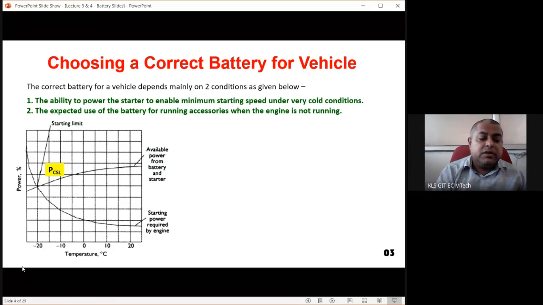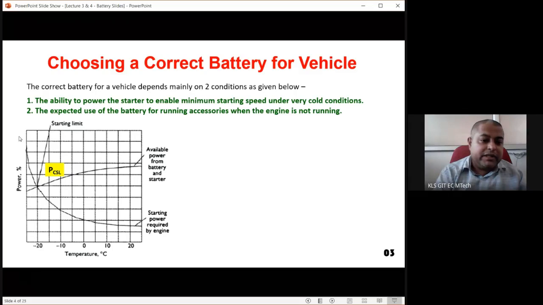So what is the minimum temperature the car can start? That is -20 degrees centigrade. Here the available power is 50%. Here the required power is also 50%. So this decreasing graph tells us that as the temperature increases, the starting power requirement by the engine reduces. And as the temperature increases, the available power from the battery also increases.